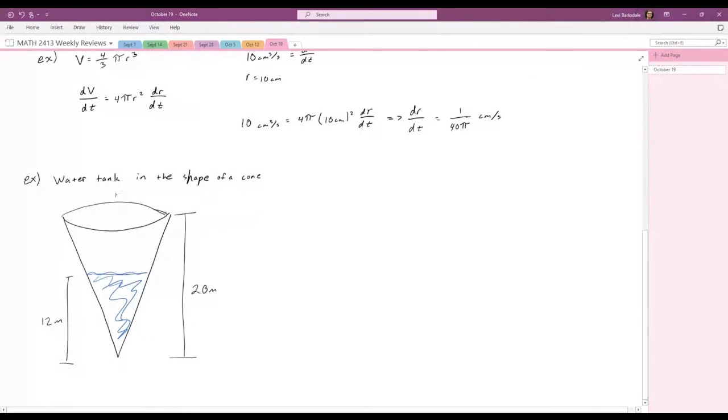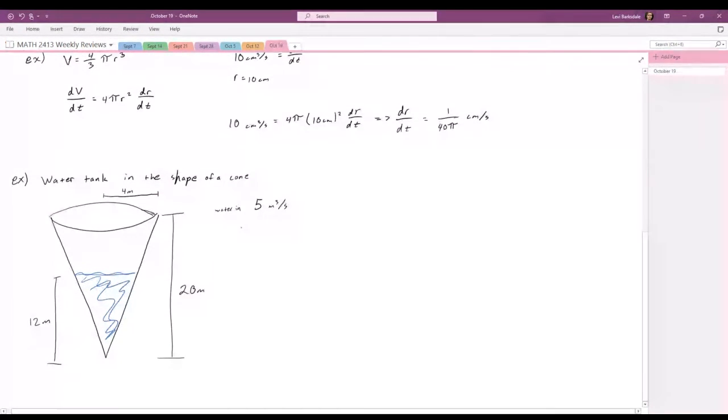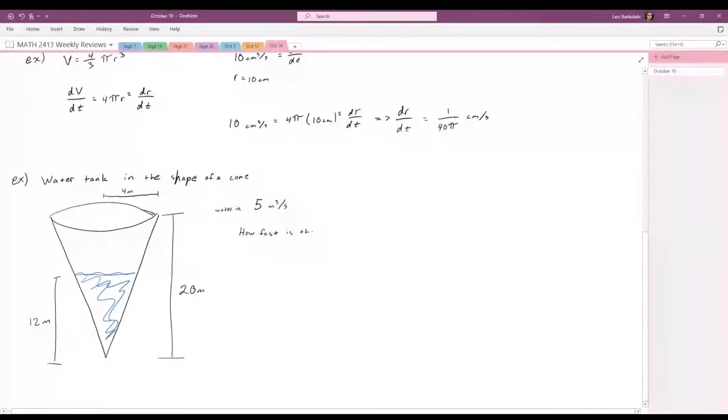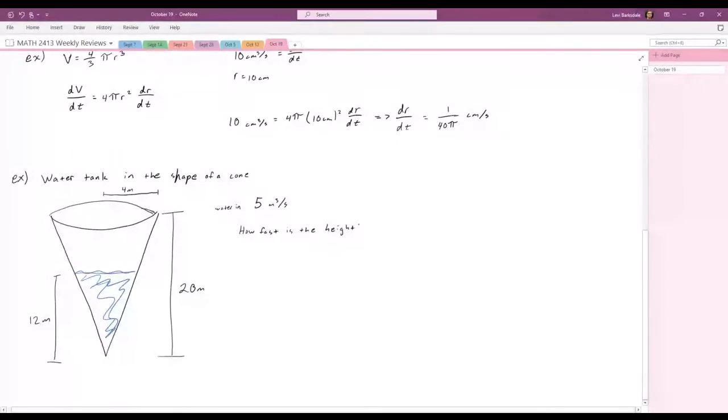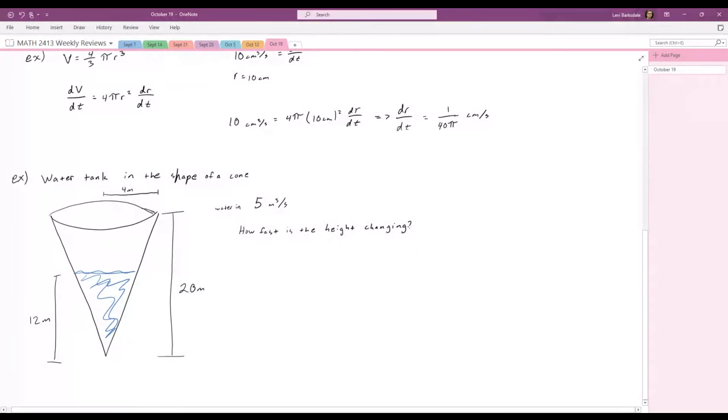And we also know that the radius of our water tank is exactly 4 meters. So my question is, if I'm putting in water at a rate of 5 meters cubed per second, well then, how fast is the height changing? How fast is the height of water in the tank changing? Well, there's really a whole process to solving related rates.